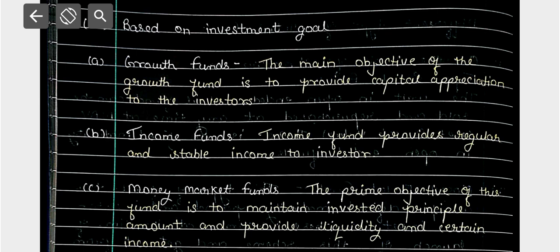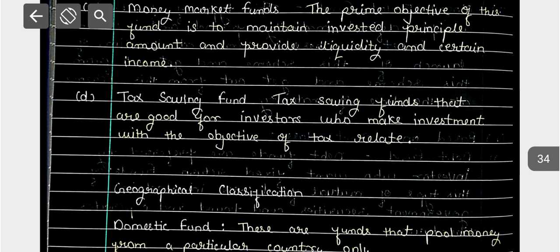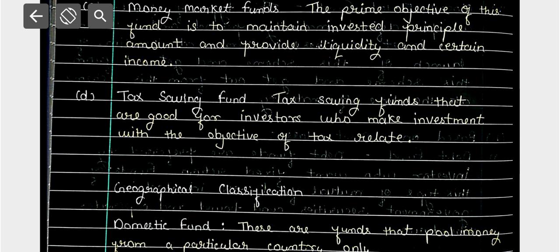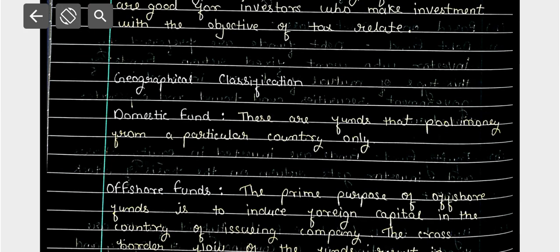Then comes the classification based on investment goal, like growth fund. The main objective of the growth fund is to provide capital appreciation to the investor. Then comes the income fund. Income fund provides a regular, stable income to the investor. Then comes the money market fund. The prime objective of the fund is to maintain the invested principal amount, provided by liquidity and a certain income. Then comes the tax saving fund. Tax saving funds are good for investors who make the investment with the objective of tax rate benefits.